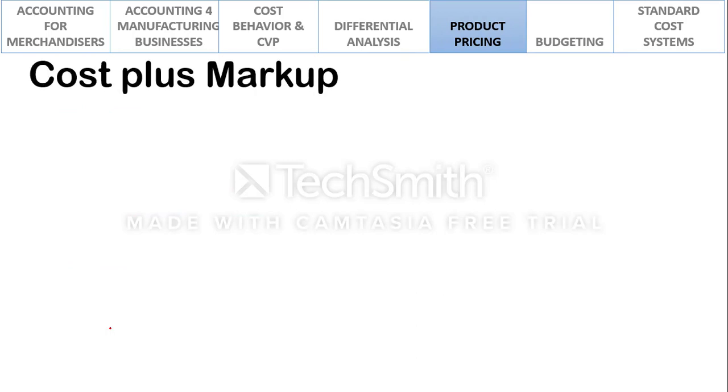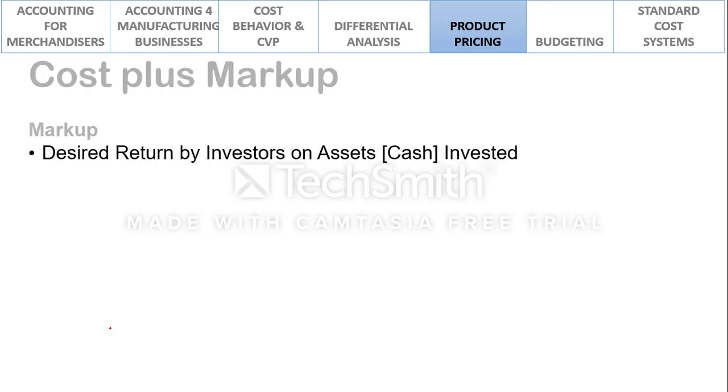The importance of pricing a product appropriately. Now, companies have different approaches to this. The one that we look at is cost. That's the cost to make the product or the cost that's incurred plus markup. Markup is considered the desired return by investors on the assets, i.e. cash invested. Please keep that in mind. It's the desired return on the assets invested.